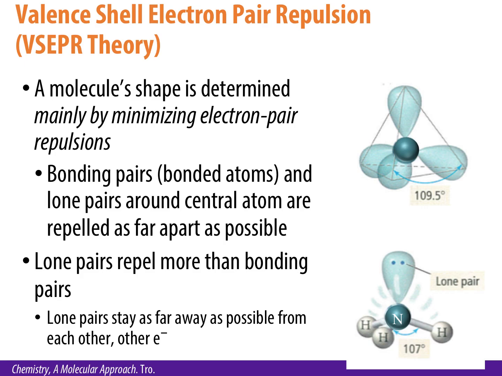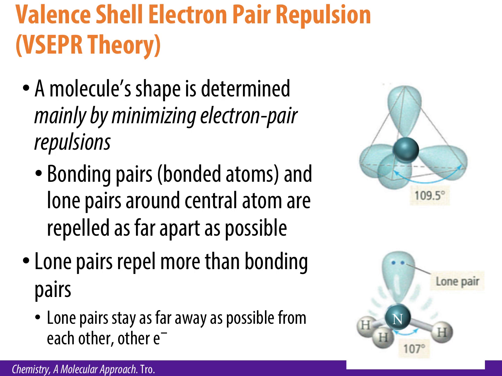VSEPR, or valence shell electron pair repulsion theory, is a simple but really useful theory to describe a molecule's shape. It states that a shape is determined mainly by minimizing electron pair repulsions, which is done by keeping all the things around a central atom, or the regions of electron density, as far apart as possible, because they all have negative charges that repel each other.